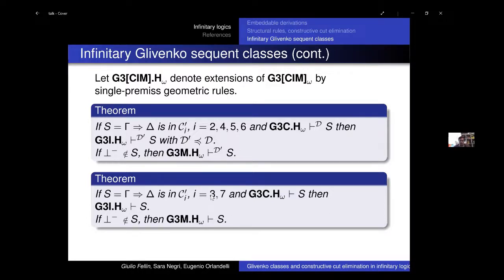If we consider the remaining classes, which are 3 and 7, we get a similar result. However, what we don't get is that the derivation is embeddable: the intuitionistic derivation may not be embeddable in the classical one.